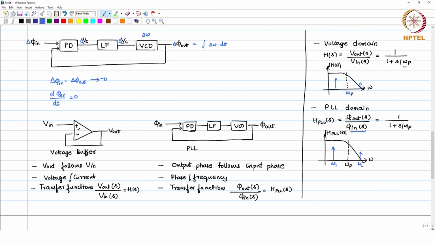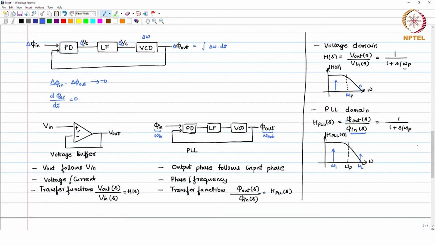Please do not get confused between the frequency and phase of a transfer function and the frequency and phase used in the PLL block. In the PLL block, frequency and phase are the variables. You can have omega in and omega out also. So, this is where we have a similarity between the voltage domain and the phase domain, and whatever analysis we learned for the voltage domain circuits, the same analysis will apply in the phase domain also.